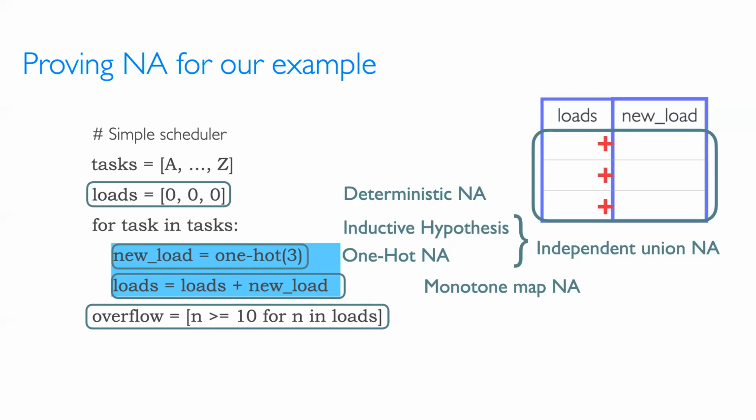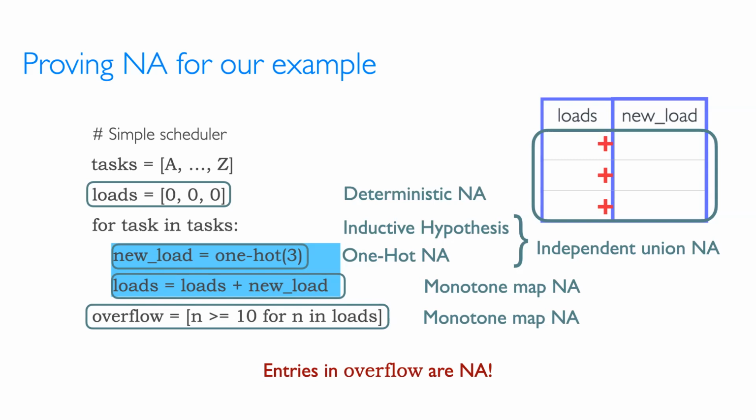And then we can check this predicate, and we can think about this also as a monotone map. So we can prove that the entries in overflow are NA, and then we apply our Chernoff bound as a black box, our concentration bound as a black box. Okay, this is the idea. This is how we want to use our contribution.